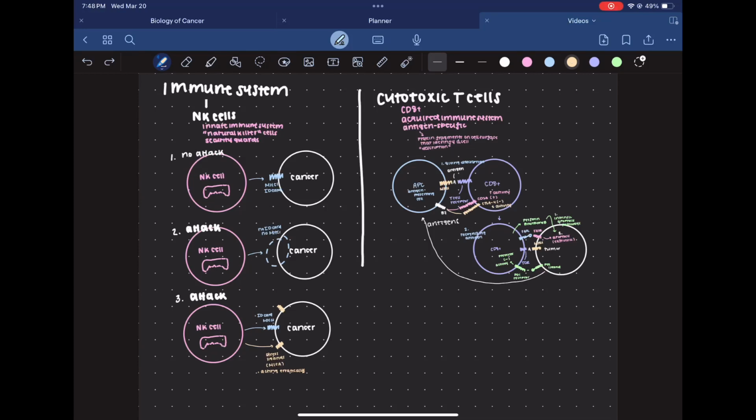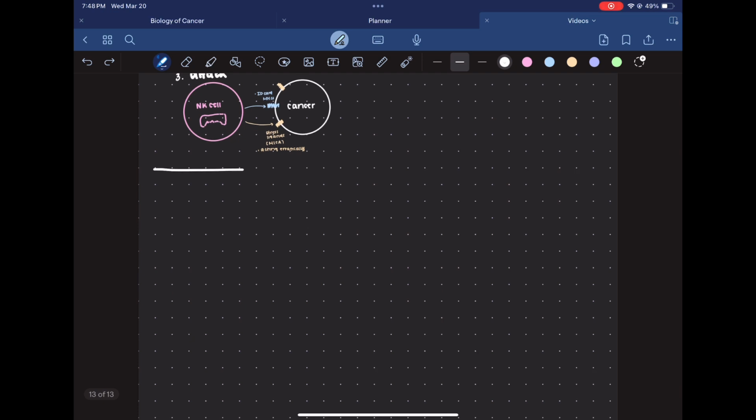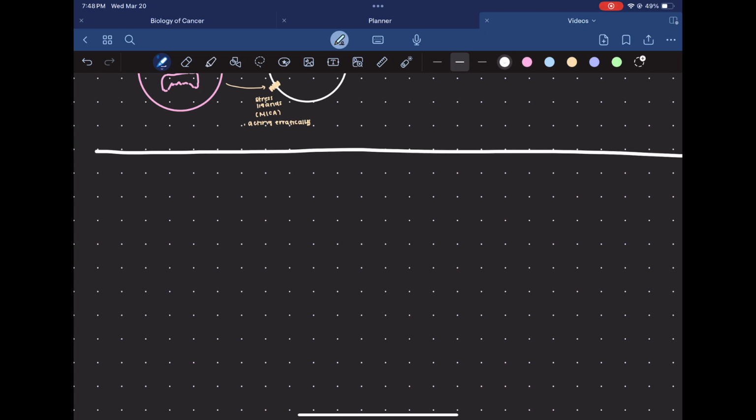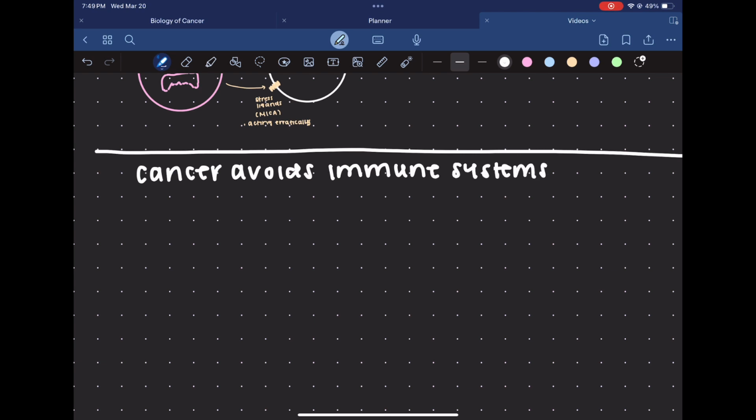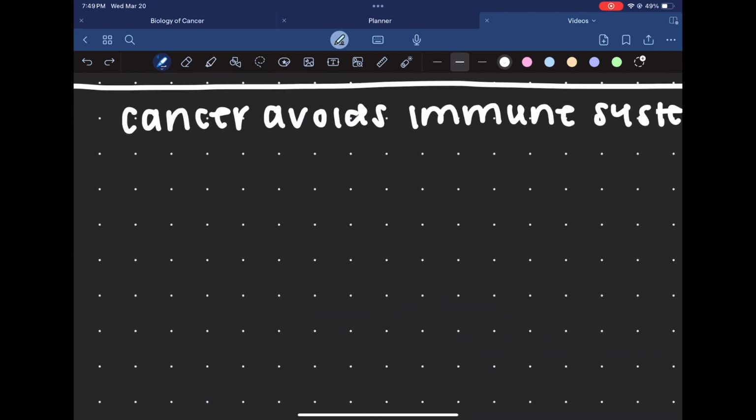Hi everyone. So in the prior videos, we talked about how NK cells and cytotoxic T cells can interact with our cancer cells. We're going to move on to talking about how cancer can avoid the immune system. And it's going to have a few different tactics of how it's able to do this. We'll just jump right in to the first option.